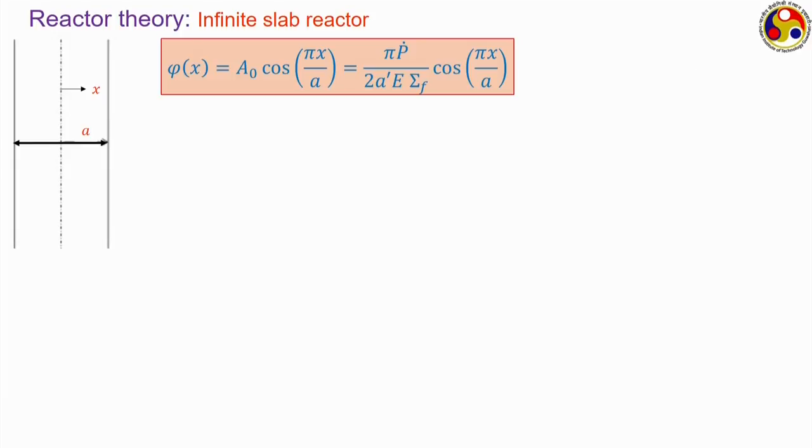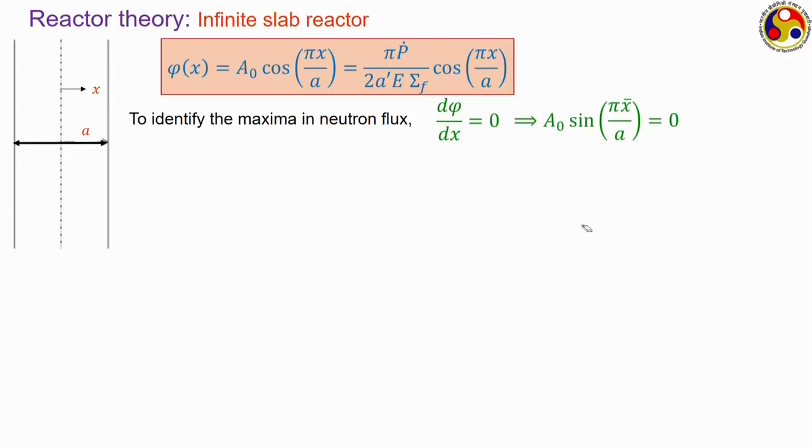Let us now calculate a few more things from here. This of course is a cosine distribution, and hence we can expect it to vary along the length of the slab reactor, and to identify the maxima is a quite straightforward procedure. We have to get d phi by dx and equate that to 0, and then we get this particular form, and finally get x bar equal to 0, where x bar represents the location of the maxima.